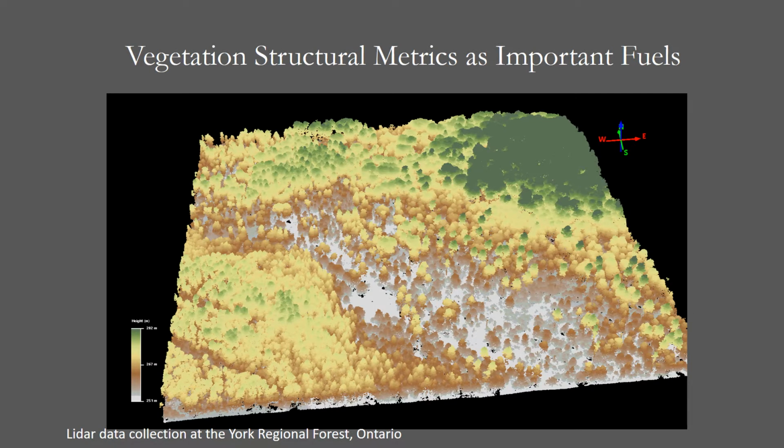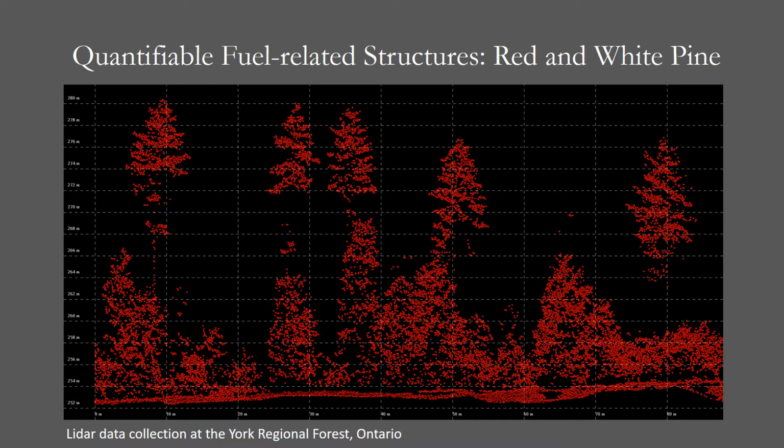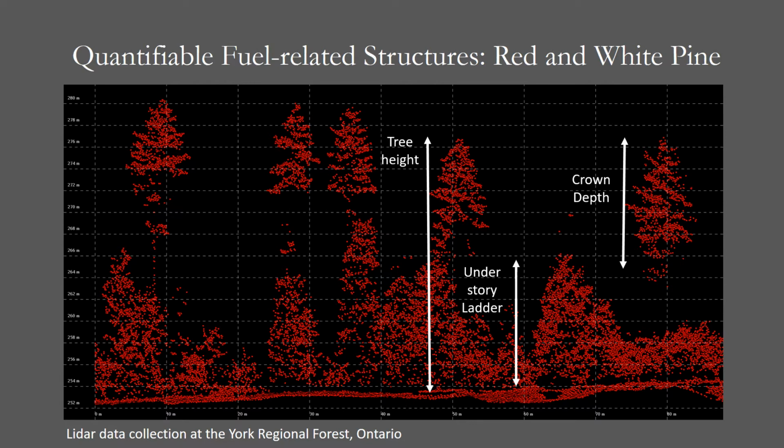Let's look more closely at forest structural attributes that are useful for quantifying canopy bulk density, loading, and some understory fuels by looking at a mature conifer stand, A, and a mature hardwood stand, B, in Ontario. The LiDAR point cloud we can see here provides a lot of information on the canopy and understory structures. We could measure tree height, crown depth, understory and ladder fuels, crown separation, and the height of the base of the crown. We can also differentiate stem density in some of the conifer stands.